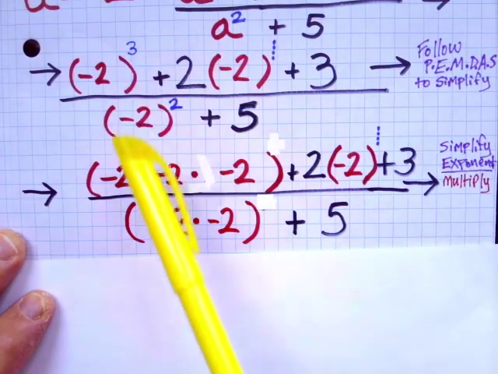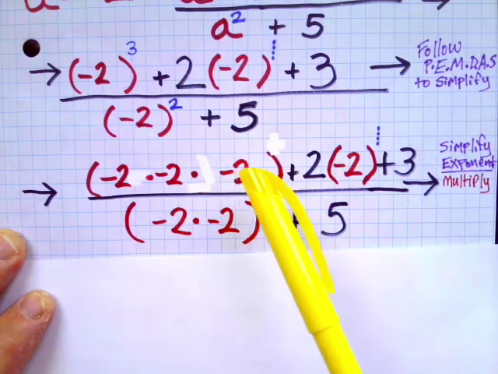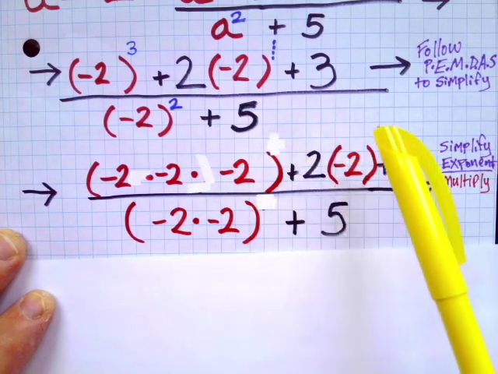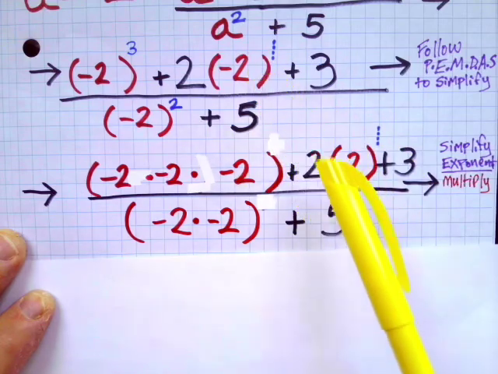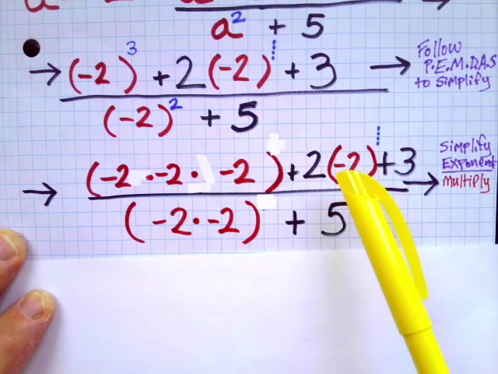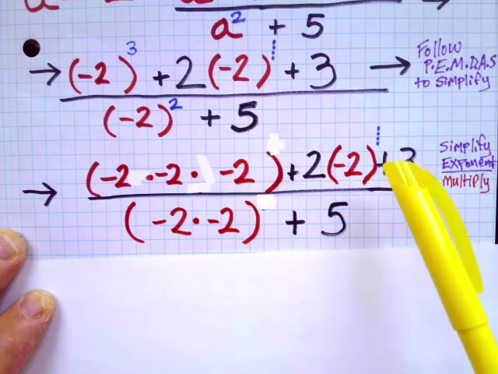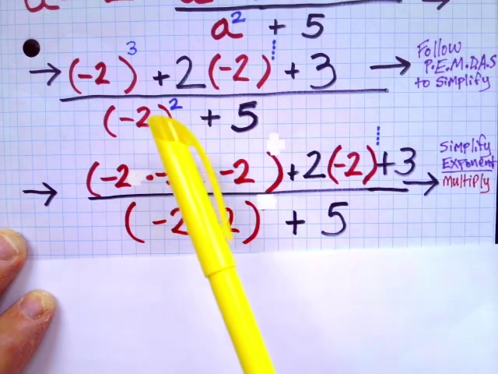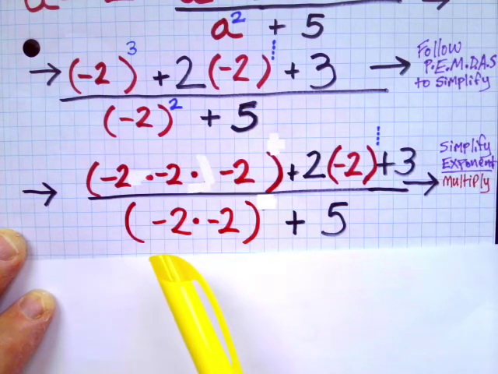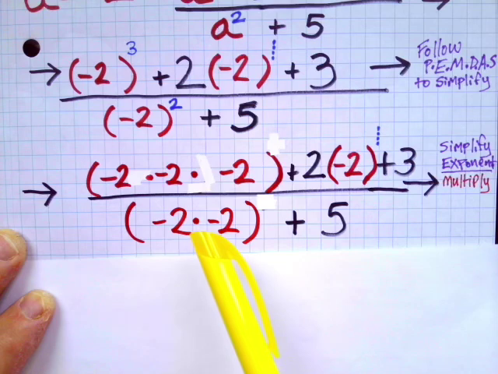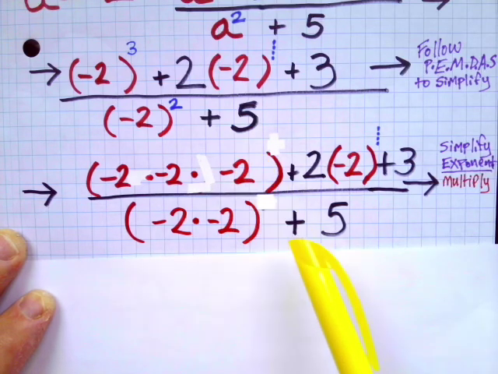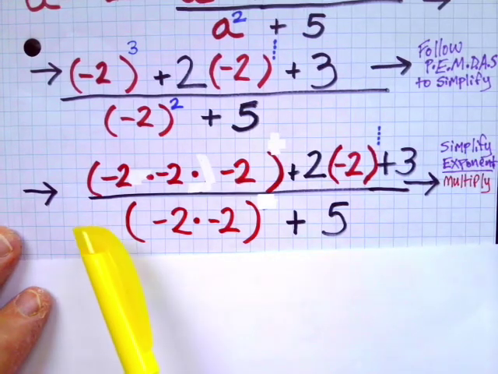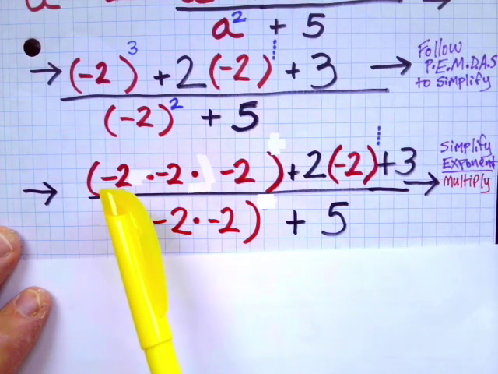So again, -2 to the third power is -2 times -2 times -2. I'm just going to rewrite that plus 2, and since there's not much I can do with the exponent to the first power, I'm just going to rewrite that -2. So this is plus 2 times a -2. Rewrite the plus and the positive 3. All divided by a -2 to the second power. Again, reminder, we're working on simplifying exponents, is -2 times a -2. I take that plus 5 and I just rewrite it. And so now that I've simplified the exponents, I'm going to multiply.